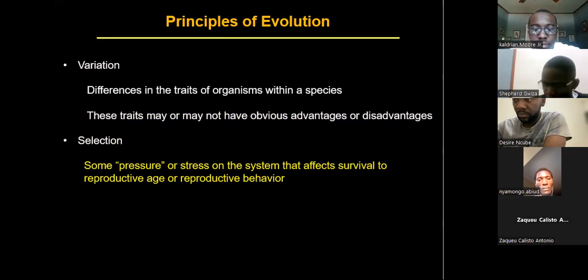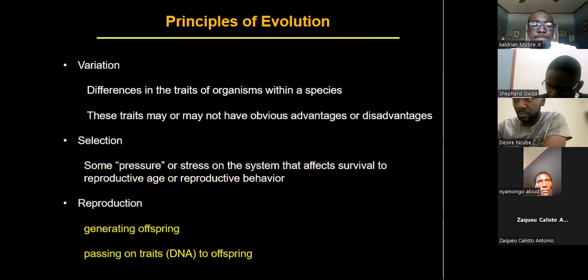And then lastly, as you can kind of guess where this points, the third principle has to do with reproduction, right? That's generating offspring and passing on these traits via the DNA to the offspring.